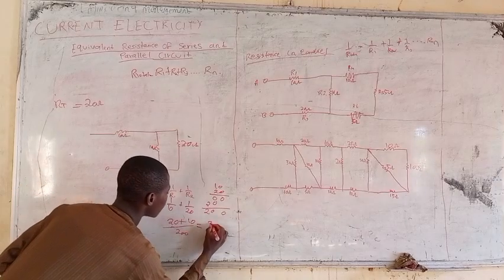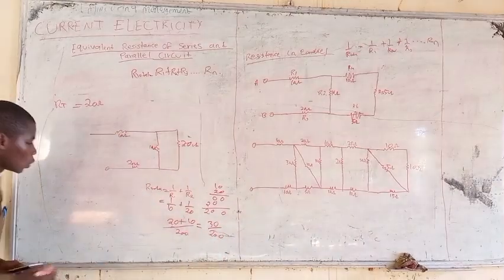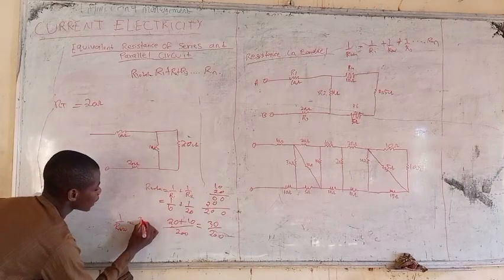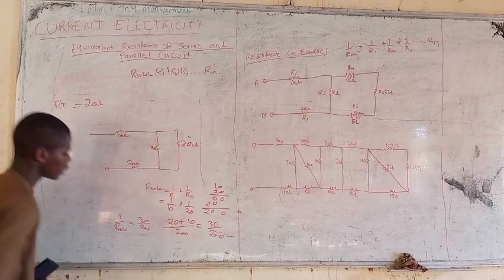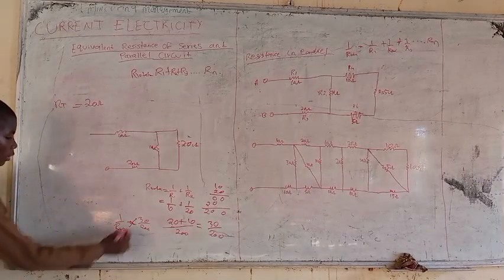Okay, let's say here we have 30 divided by 200. 1 over R total is equal to 30 over 200. We are looking for R, so let's just cross multiply.